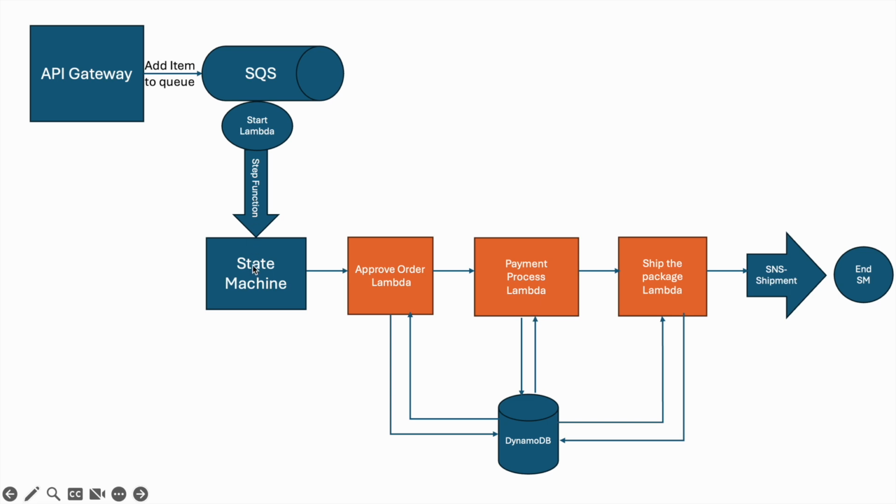The state machine is a part of the Step Function, and we can configure various tasks in the Step Function, and we can mention what different path the Step Function has to take when it goes through each and every task. Now in our case, our state machine has multiple tasks. One is to approve the order that we have received, the next one is to process the payment, and then to ship the package, and finally send the SNS notification to the user.